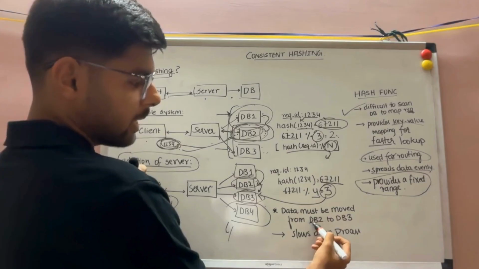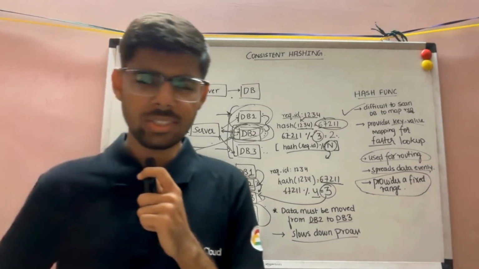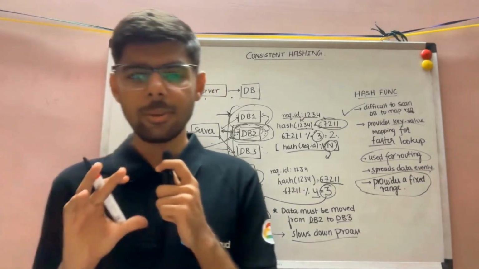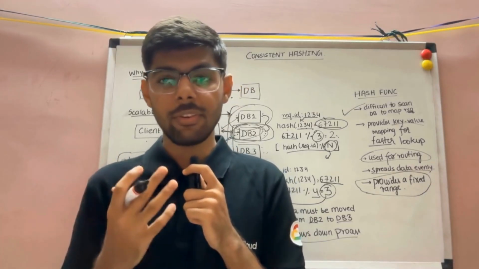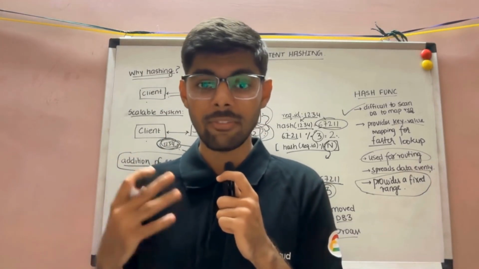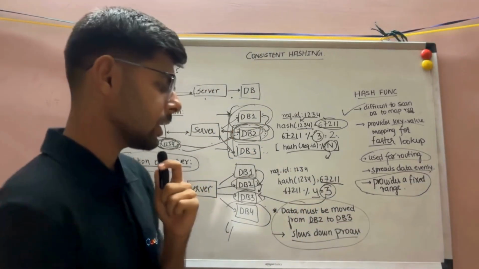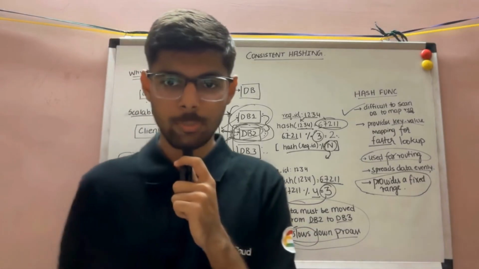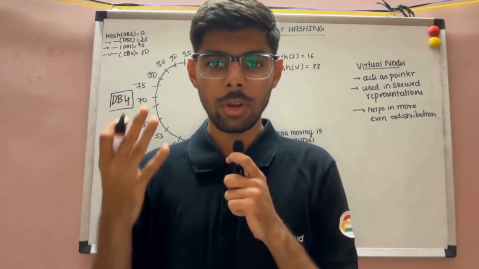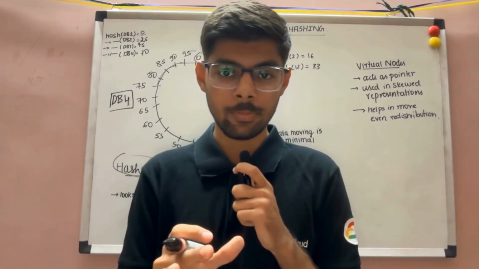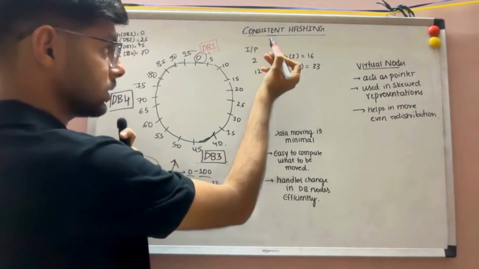So data must be moved from DB2 to DB3, and this slows down the process, and over time this is really not feasible. So this is the problem which is being faced in hashing, and that is why we will be introducing consistent hashing, and we'll be understanding how we can solve this problem of data moving and the slowness problem. So in hashing, there was this problem of data movement, which made the system very slow. To address that problem, we have this concept of consistent hashing.